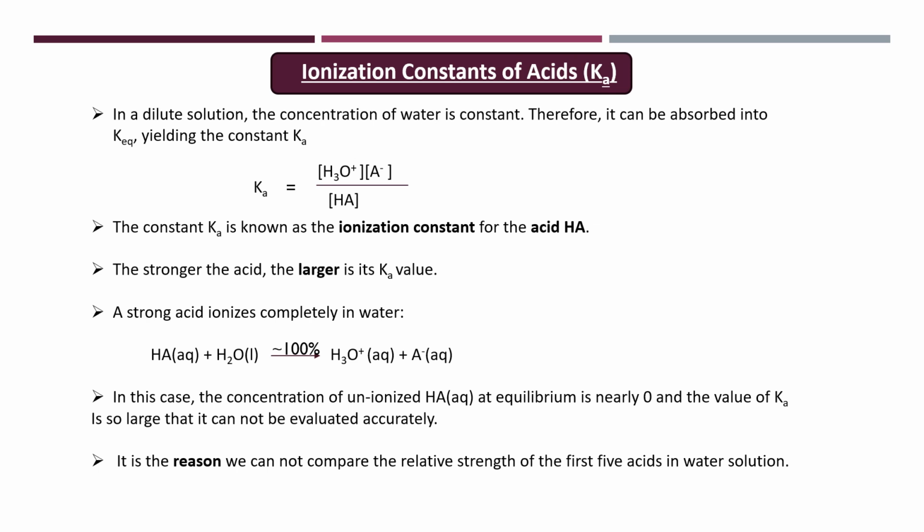The stronger the acid, the larger is its Ka value. A strong acid ionizes completely in water. In this case, the concentration of unionized HA (aq) at equilibrium is nearly zero, and the value of Ka is so large that it cannot be evaluated accurately. It is the reason we cannot compare the relative strength of the first 5 acids in water solution.